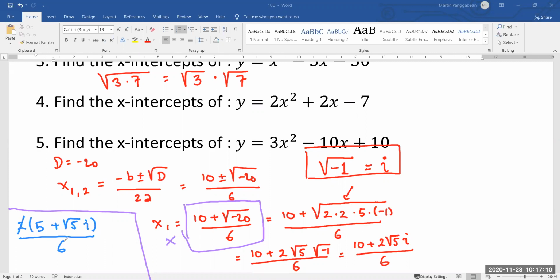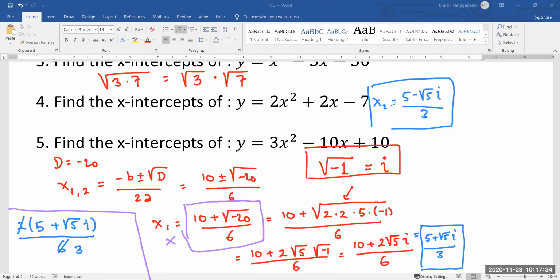So I cancel this one and this one, it's 3, right? Therefore, the simplified one is 5 plus square root of 5i over 3. That's the final answer for your x1. Your x2 will follow. It's just 5 minus square root of 5i over 3. This is your second x. See, the difference is only between the addition and subtraction, right?